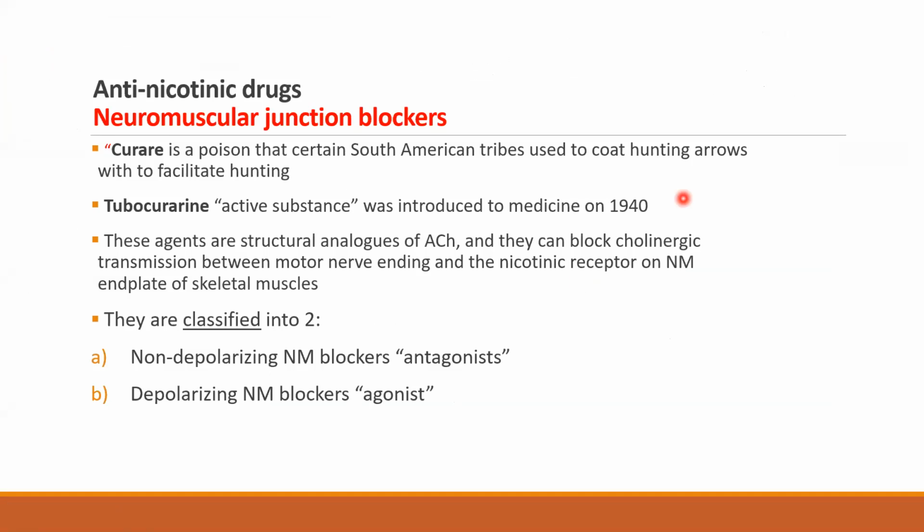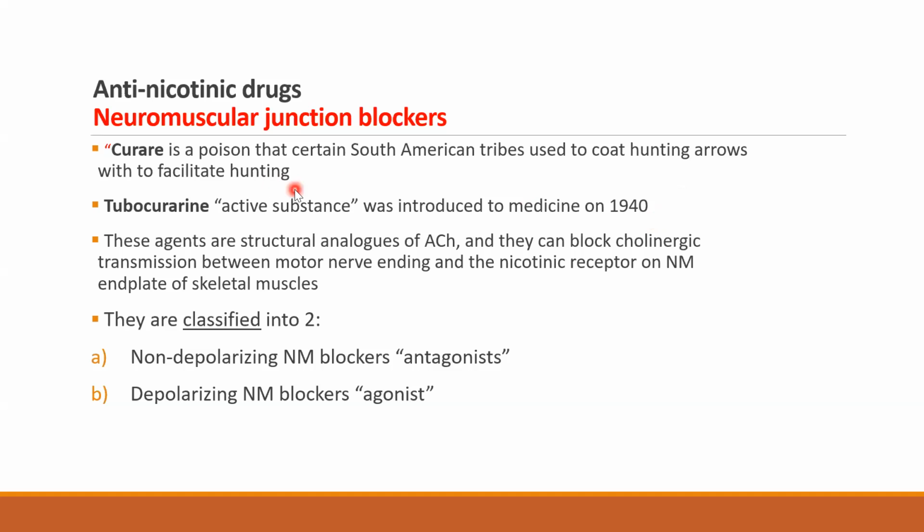I'm very sorry because I wasn't able to finish these remaining slides from the cholinergic antagonist lecture, so that's why I would like to record them and send them over to you, inshallah. We did stop at the stage where we mentioned that the anti-nicotinic drugs, the other name for them is the neuromuscular junction blockers. And we mentioned that the idea came from studying a certain poison named curare that certain South American tribes used to derive from certain trees and coat their hunting arrows with it to facilitate hunting.